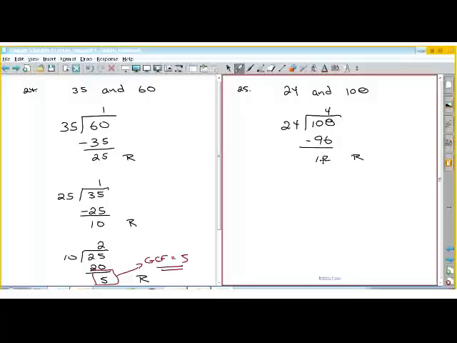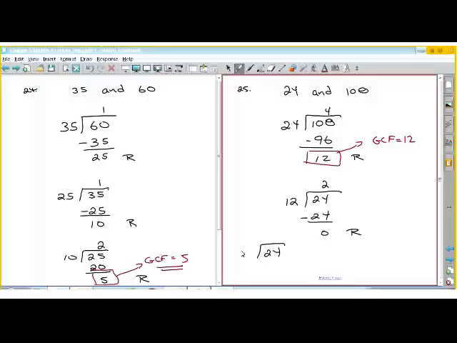So we're not done. The next thing you do is you take this number, divide this number by that number. So you'll take 24 divided by 12. That goes twice. You multiply 12 times 2, you get 24. You subtract them, you get a 0 remainder. So the greatest common factor is the previous remainder, which is 12. So what we can say is that the greatest common factor equals 12.